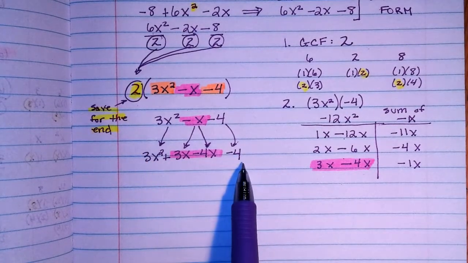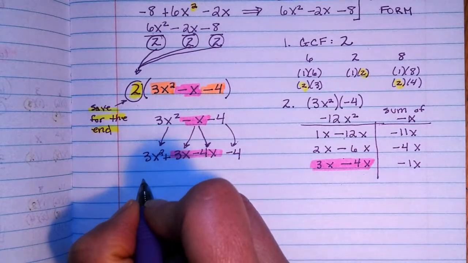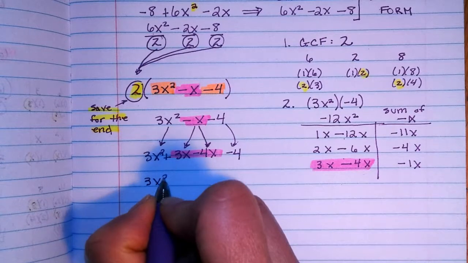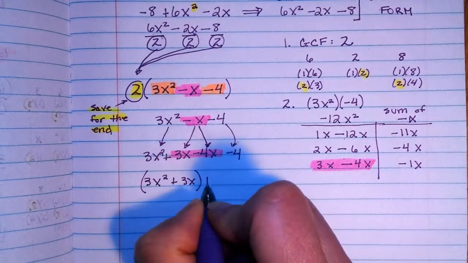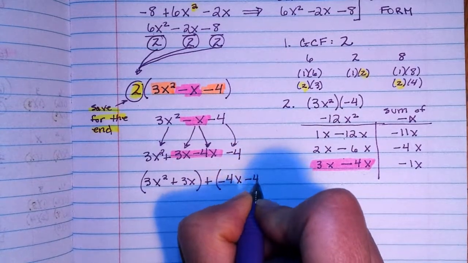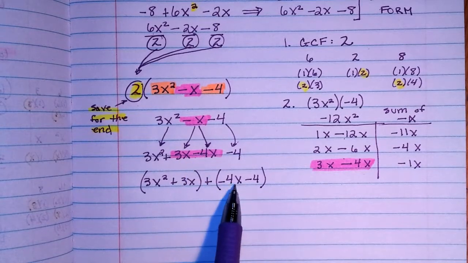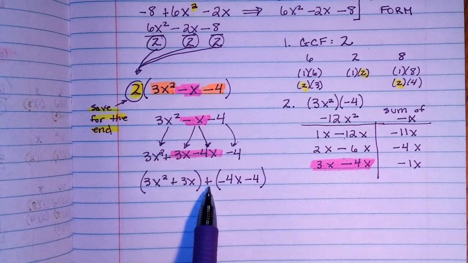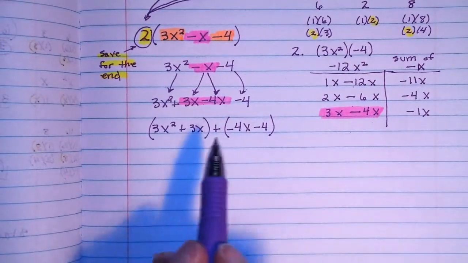I'm going to show you how to group this. Because of this minus, you have to be careful. This is 3x squared plus 3x and minus 4x minus 4. So notice this minus 4 went inside the parentheses, and I'm saying and in between. This was a little different from the other one.